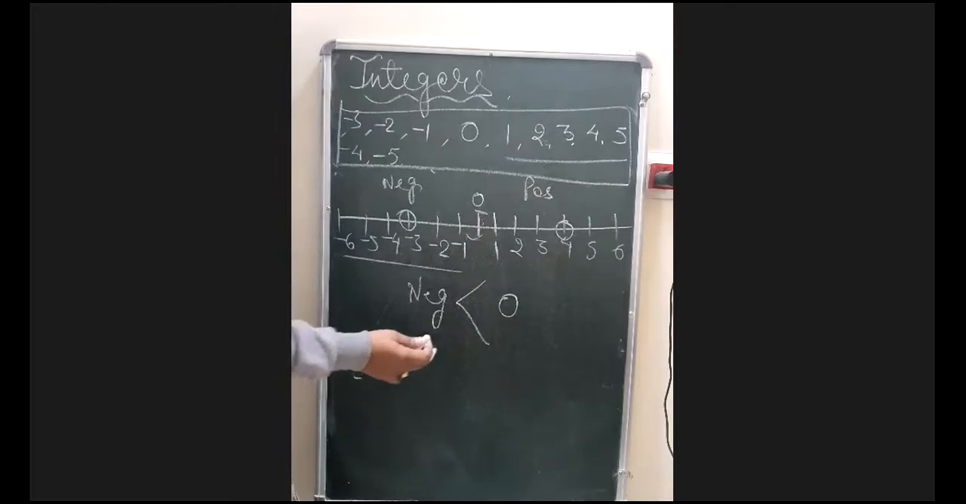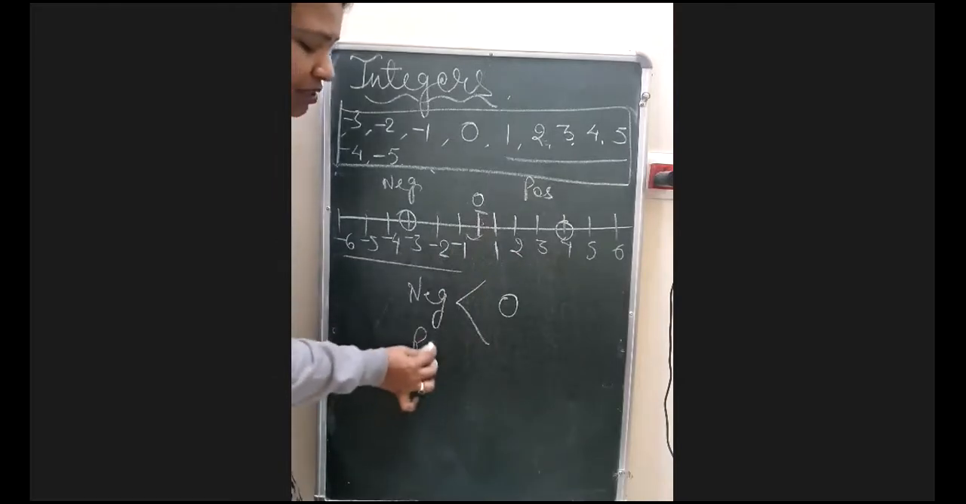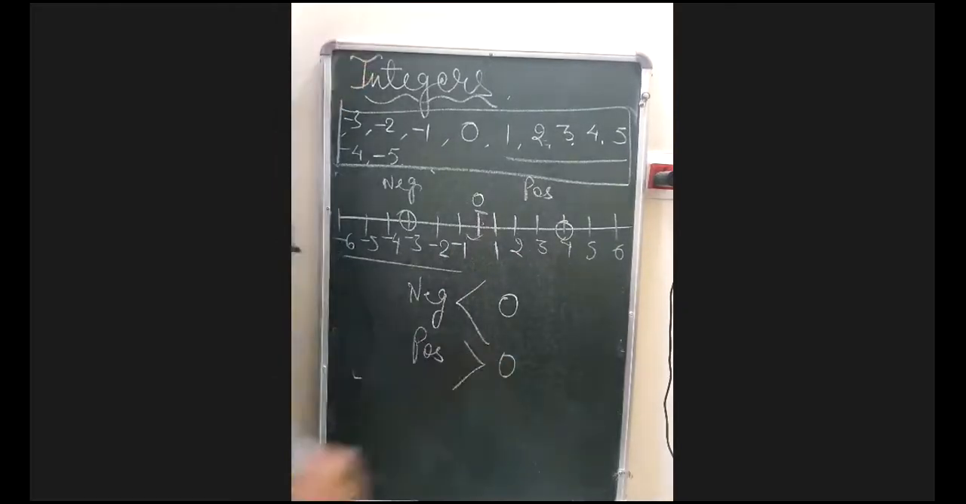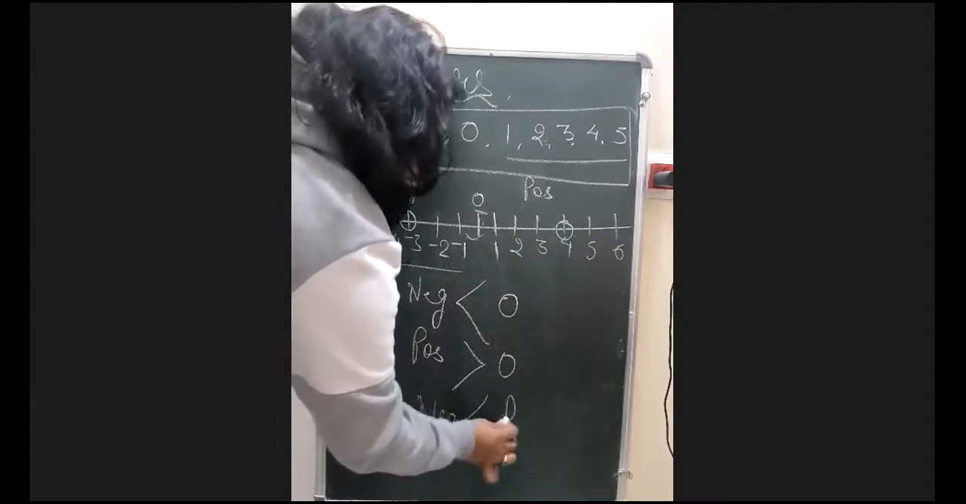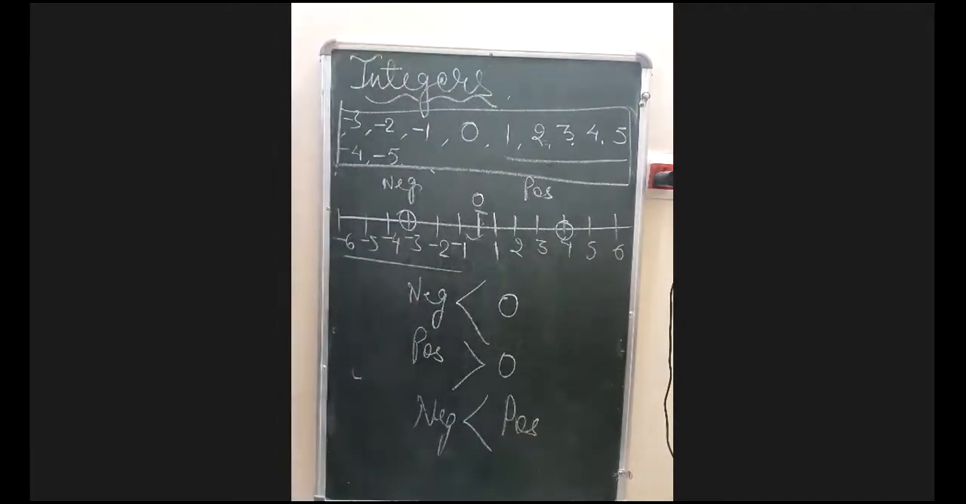So here the positive number will be greater than zero. ठीक है? And always remember, when you talk about negative and positive, positives are on the right hand side. ठीक है? So negatives are on this side and positives on this side, meaning positives are greater than negatives. ठीक है? These are the three conditions which come from the number line.